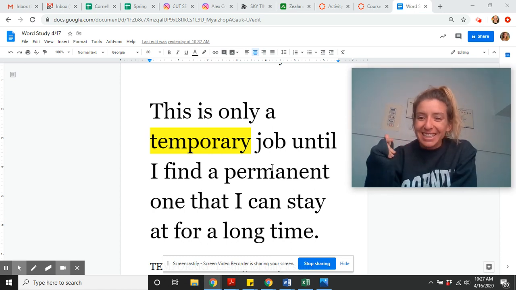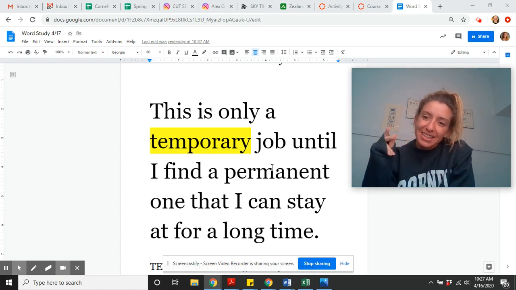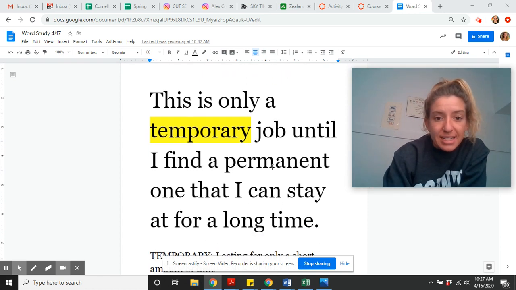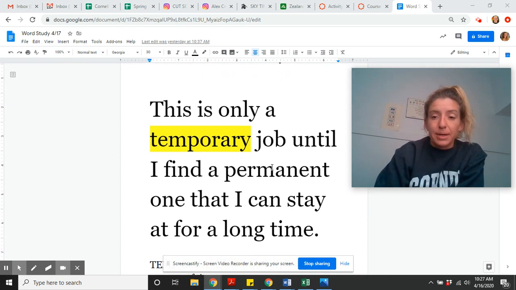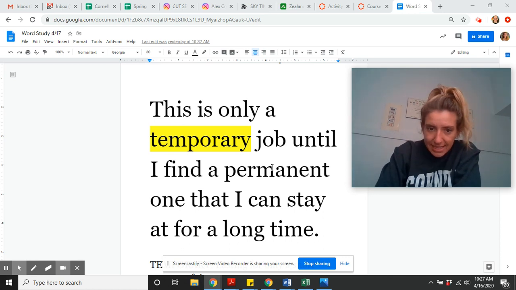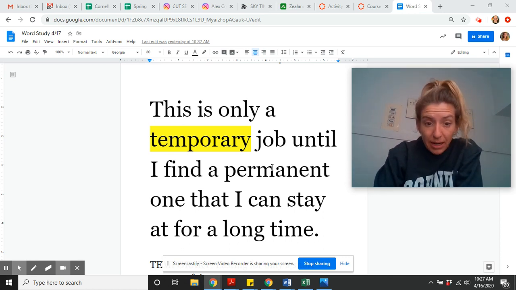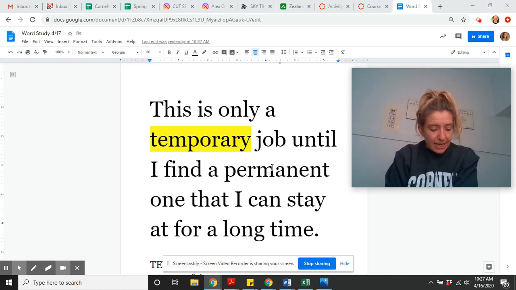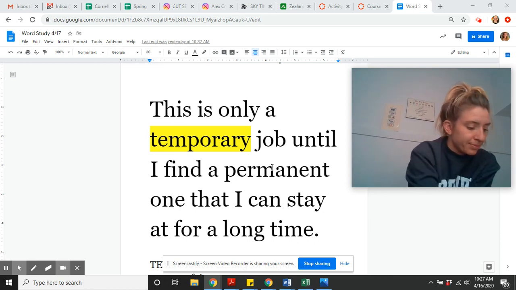Word of the day. All right, the word of the day is temporary. Let's see if we can figure out what it is based on the context of this sentence. This is only a temporary job until I find a permanent one that I can stay at for a long time. Think about what you're seeing and noticing in the sentence. Think about what temporary might mean.